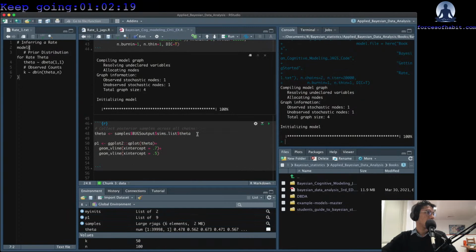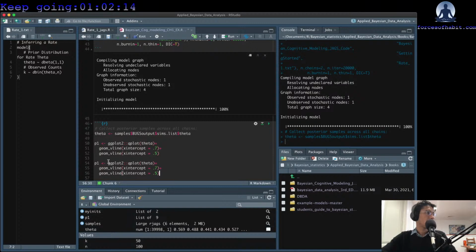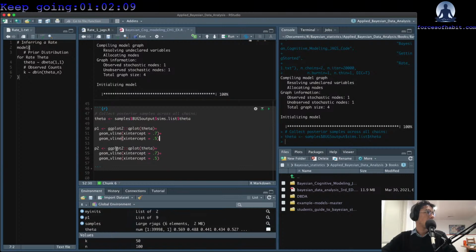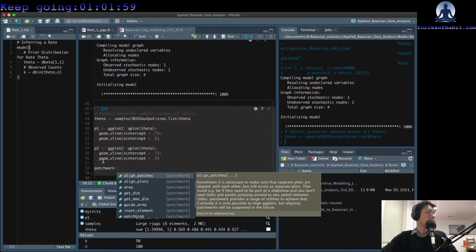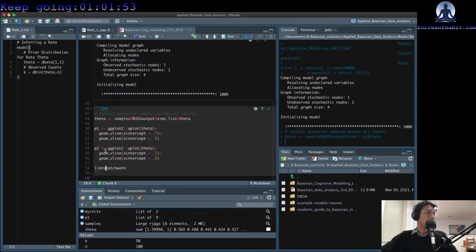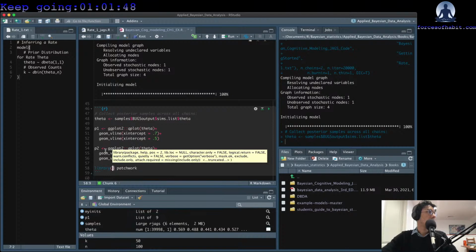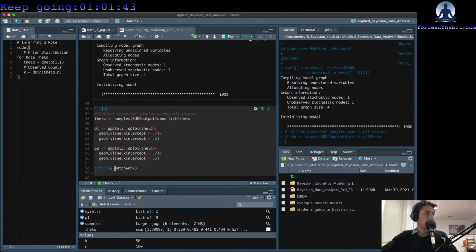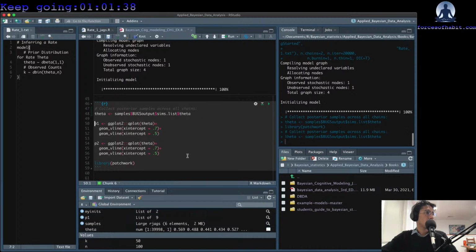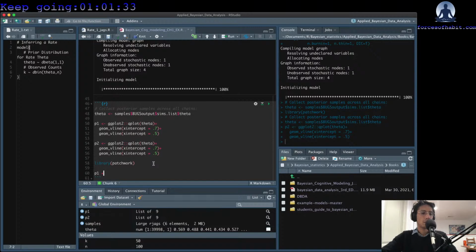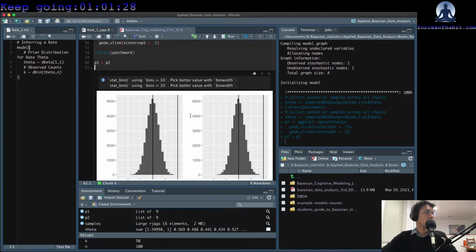And we'll do this again for P2. This package, patchwork, has clean syntax for combining graphs together. So we'll try that just to see what it looks like. Then all I have to do is P1 plus P2 here, and it'll give me a side by side comparison of the two. Right. No, they don't seem that different.